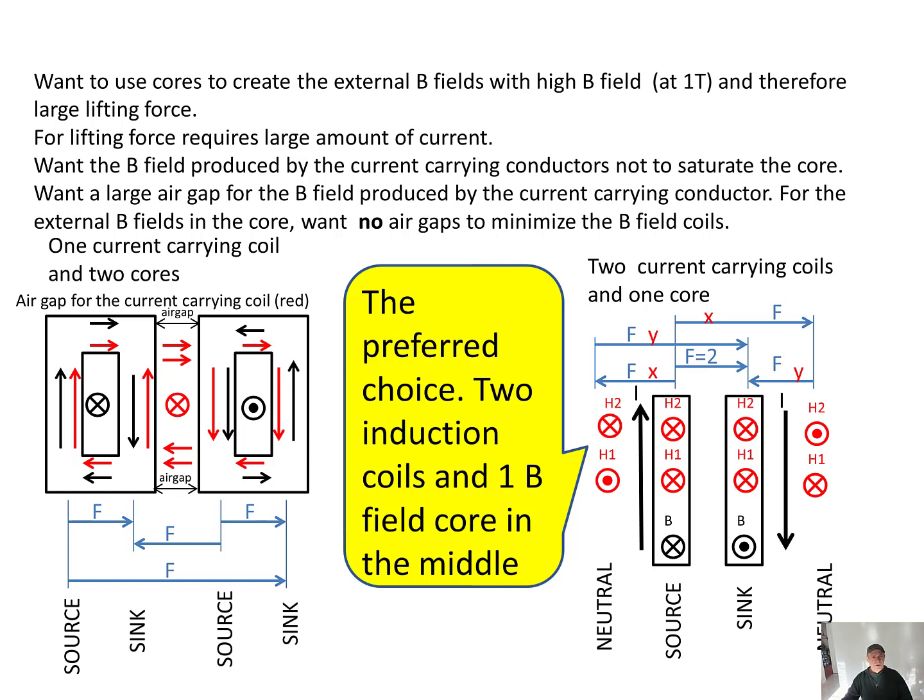One current carrying conductor, this is an example, one current carrying coil and 2 cores. The air gap for the current carrying coil is red, so there's an air gap here, air gap there. And there's the other method, which is using 2 current carrying coils and 1 core in the middle. This is the preferred choice, 2 induction coils and 1 B field core in the middle.